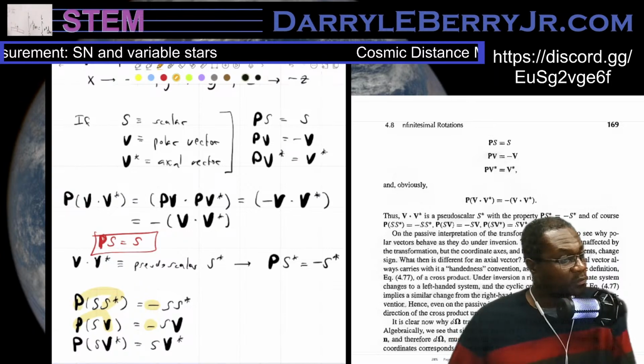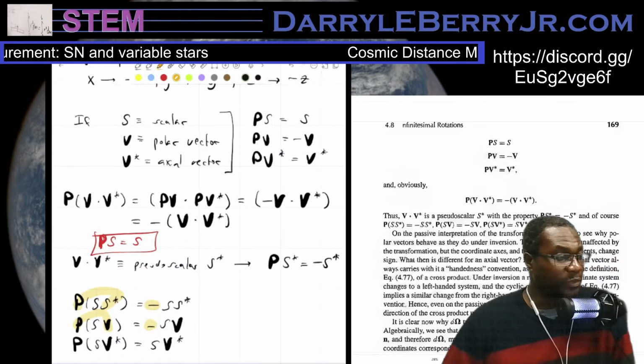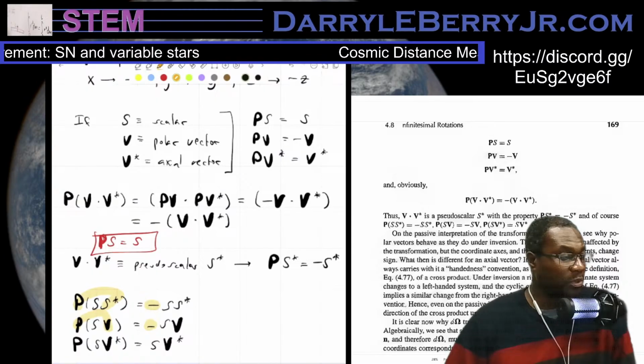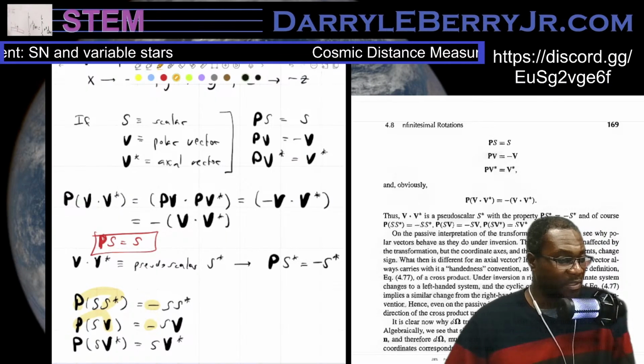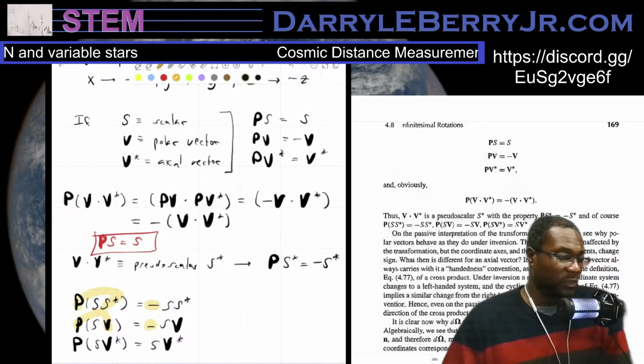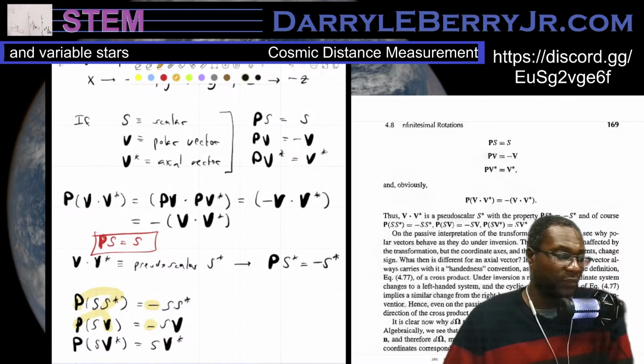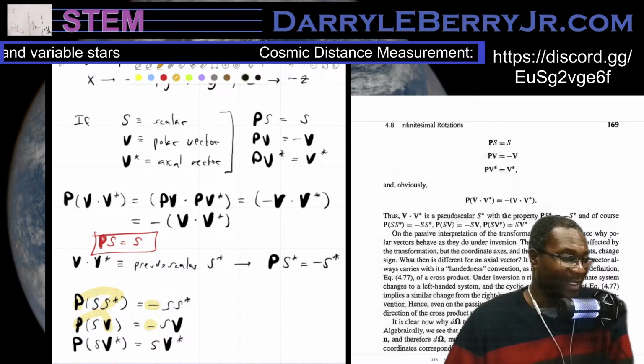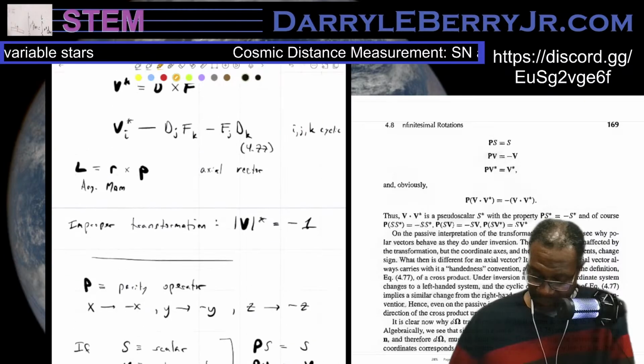On the passive interpretation of the transformation, it is easy to see why polar vectors behave as they do under inversion. The vector remains unaffected by the transformation, but the coordinate axes, and therefore the components, change sign. What then is different for an axial vector? For an axial vector, it appears that an axial vector always carries with it a handedness convention, as implied, for example, by the definition of equation 4.77.